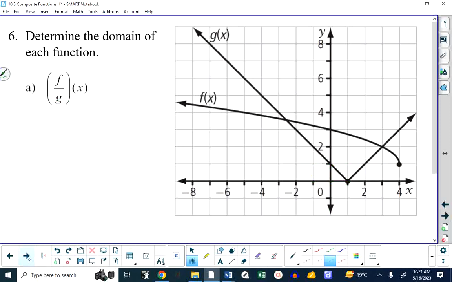Determine the domain of each function. Well, there's a common domain. I'm taking this opportunity to review some things. A common domain is x is less than or equal to 4. Is that the domain of f over g?